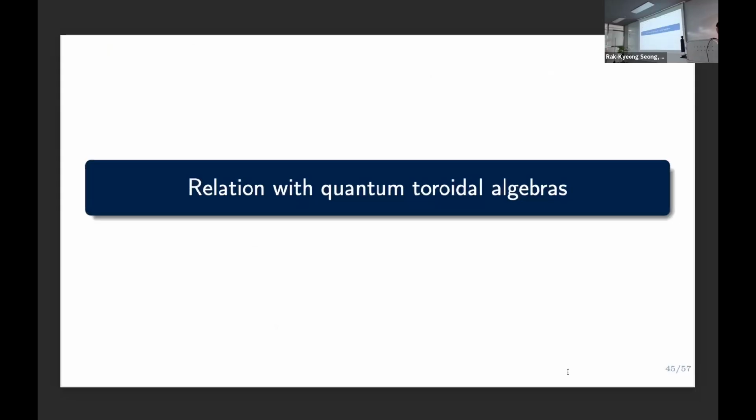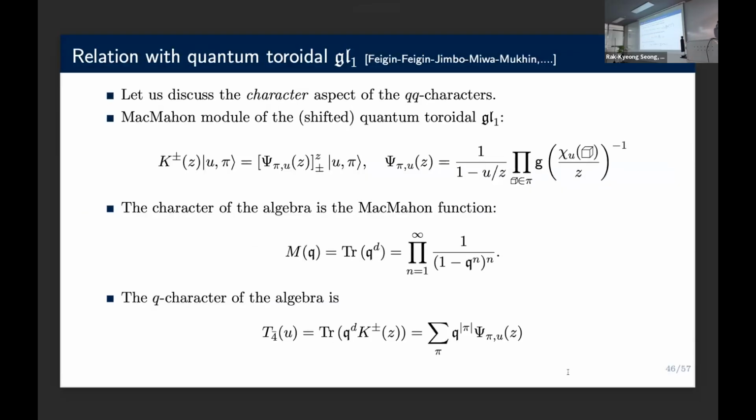Okay, so let me briefly introduce the relation to all of these quantum toroidal algebras. When we say we want to understand the relations with quantum toroidal algebras, we are focusing on the character aspects of the QQ characters. So for example, in the D6 QQ characters, you'll have monomial terms in plane partitions. So you'd expect the plane partitions, since the plane partitions come from some representation of the quantum toroidal algebra, the character is related to the character of the quantum toroidal algebra.